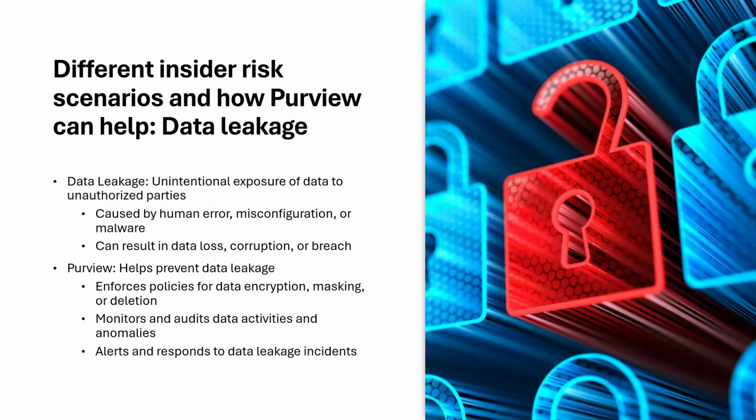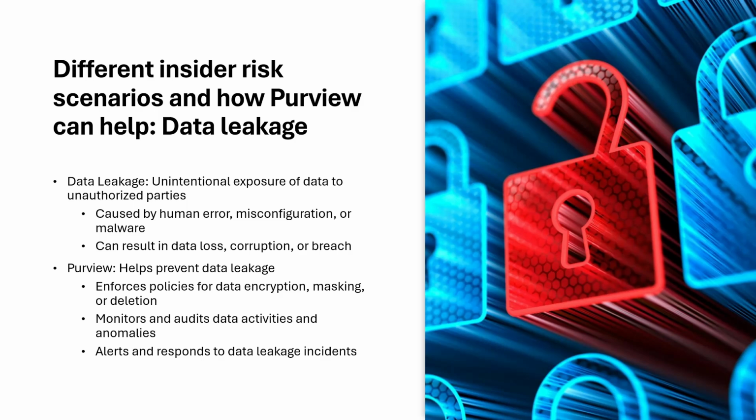It is the unintentional or accidental exposure of data to unauthorized parties, which could be done through public websites, through email attachments, or maybe a shared folder. Now, data leakage can be caused by human error, by misconfiguration, or even by malware, and it can result in data corruption, data loss, or a data breach.